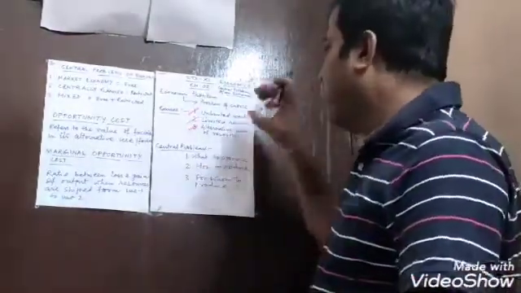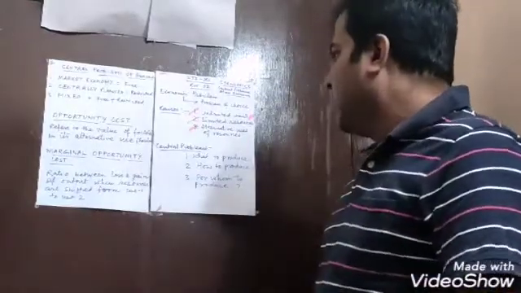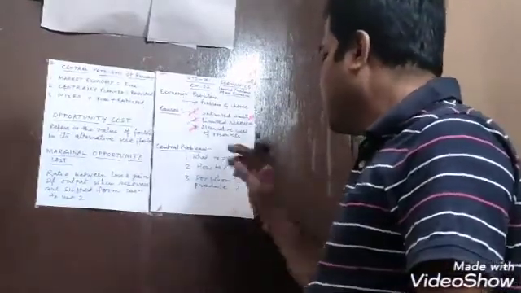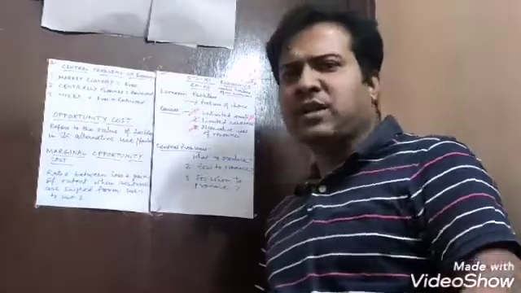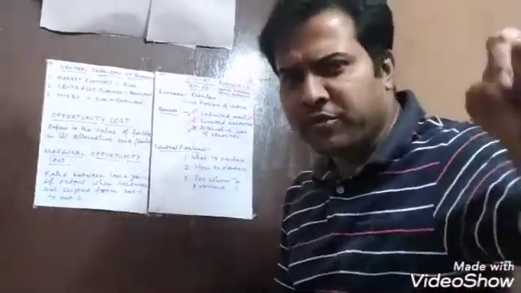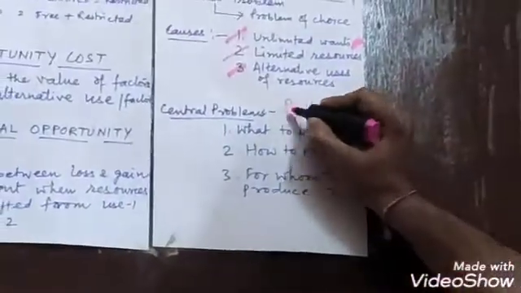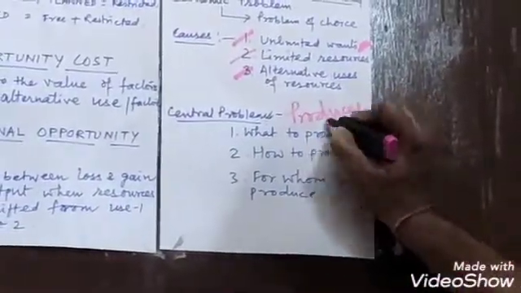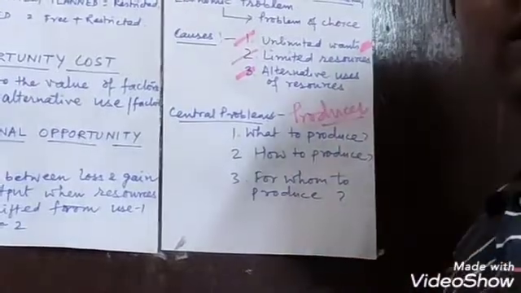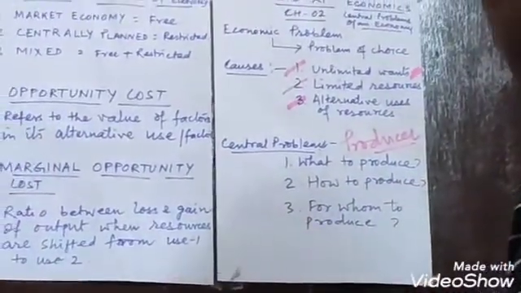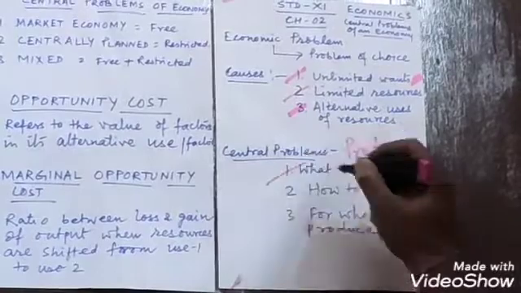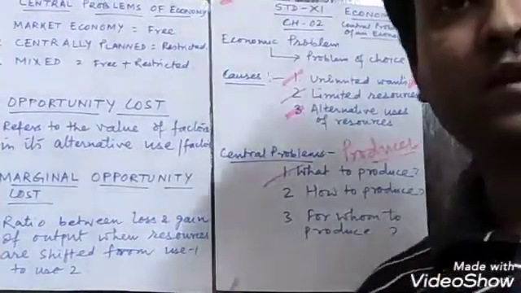Here, the problem arises. Now the central problems. What are the central problems of the economy? What are the central problems that every producer faces? Okay, who faces the central problem? The producer. The first problem that a producer faces always is what to produce.